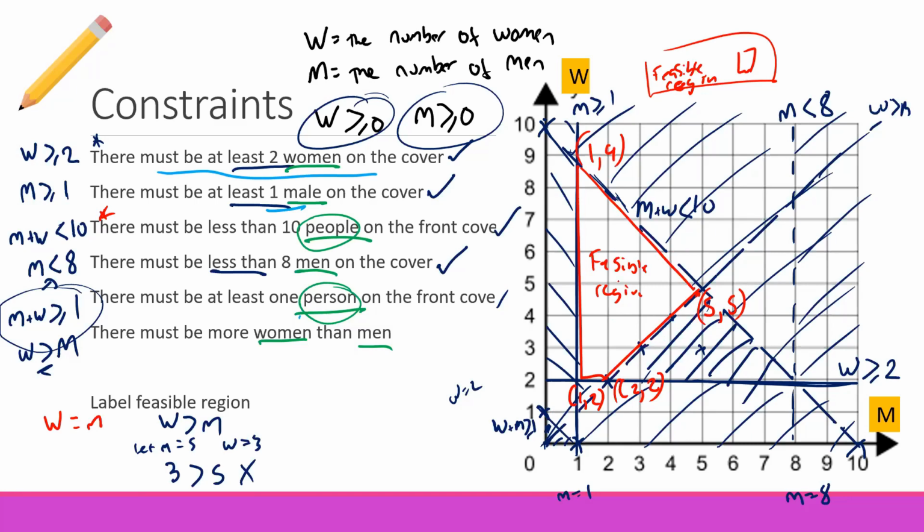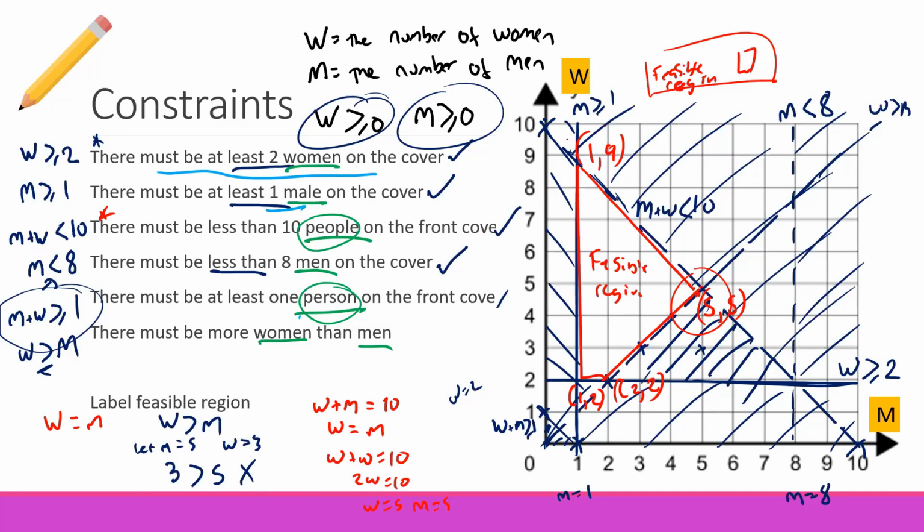Now I just did those by looking at the graph. How could you find these out? For example, this one here is the intersection of this curved line, W plus M is equal to 10, and it's also the intersection of W must equal M. So when you sub that in, W plus W equals 10, 2W equals 10, W equals 5, M equals 5. That's how I got that point there.